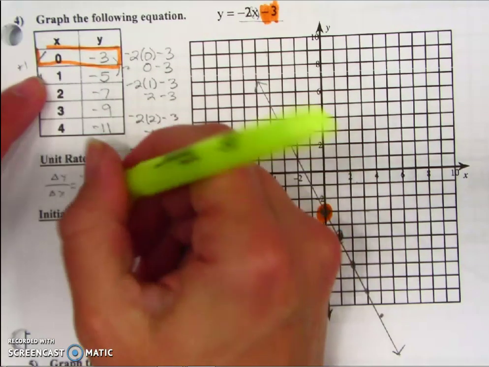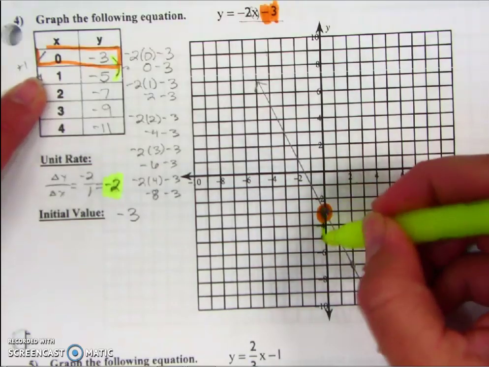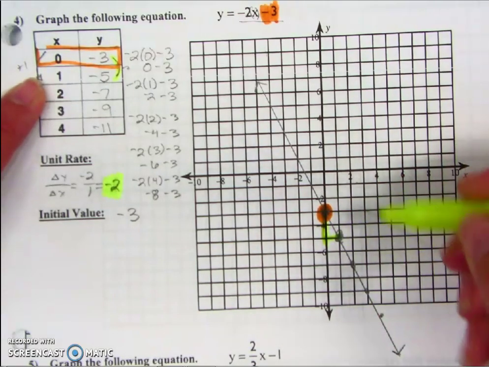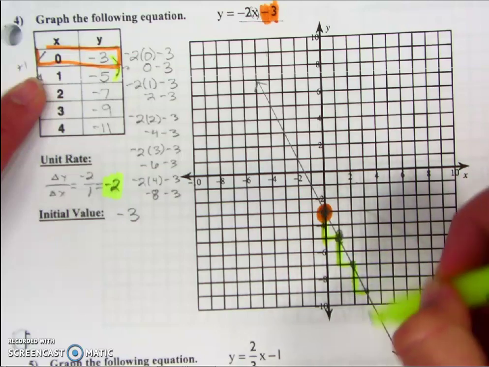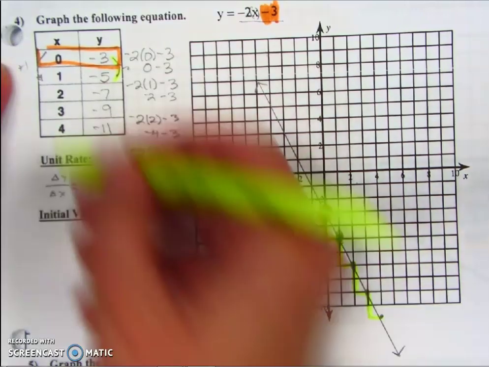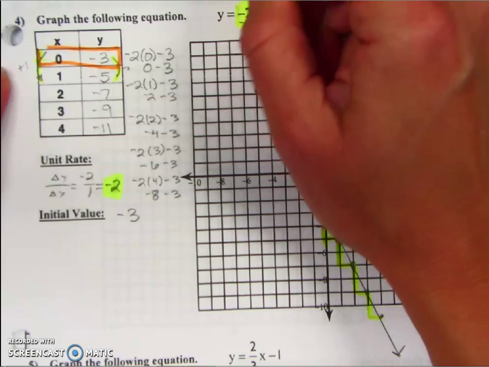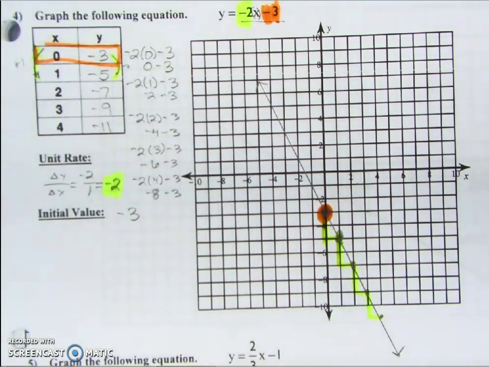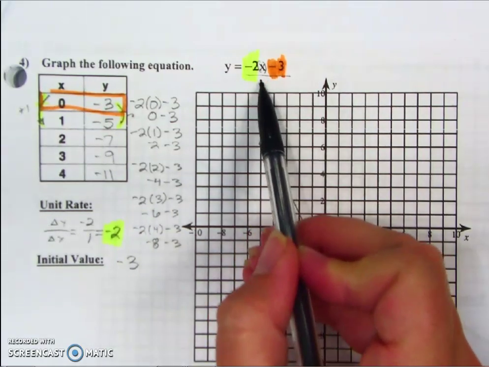-2 for the unit rate here. That's because this is going down 2 for every 1 on the x. That's how it's changing, and so that's our unit rate. And we see that unit rate again show up in the equation right there attached to the x, because the y is changing by going down 2 for every x.